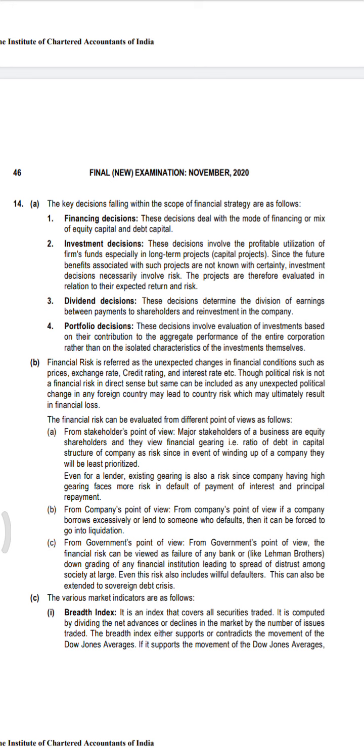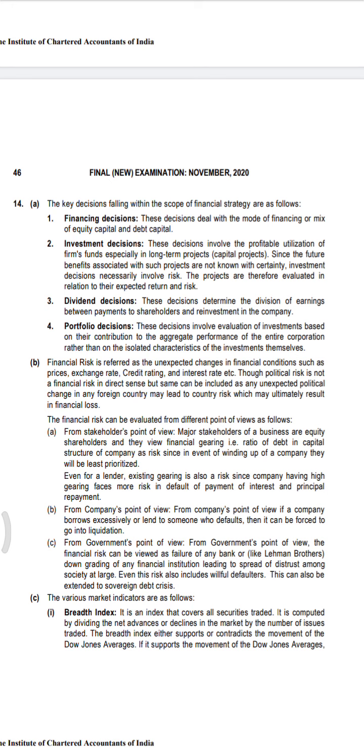Investment decision: these decisions involve the portfolio utilization of firm's funds, especially in long-term projects, capital projects, since the future benefits associated with such projects are not known with certainty. Investment decisions necessarily involve risk. The projects are therefore evaluated in relation to their expected return and risk.